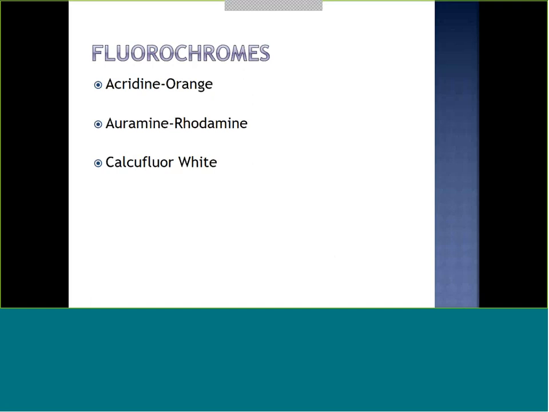And then within that chapter were also mentioned three fluorescent dyes, what we call fluorochromes, and we just need to remember what each one of these binds to. Acridine orange, remember, binds to nucleic acids. Auramine rhodamine binds to mycolic acids, and calcofluor white binds to the cell walls of fungus. So again, acridine orange binding to nucleic acids, auramine rhodamine binding to mycolic acids, and calcofluor white binding to the cell walls of fungus.